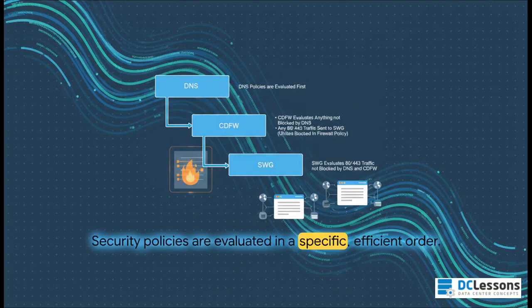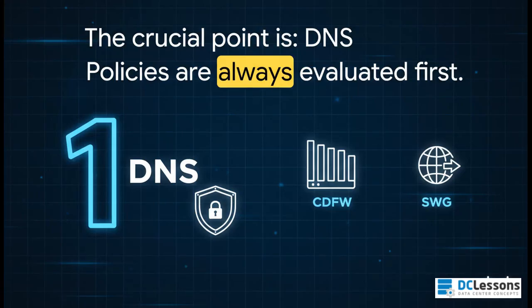You know, whenever you're layering a bunch of security services together, the order of operations is critical for performance. This diagram shows exactly how Cisco's Secure Internet Gateway, or SIG, evaluates traffic. Let's just walk through it real quick. And the single most important takeaway from that whole flow is this. DNS policies are always evaluated first. Before any other services, like the cloud-delivered firewall or the secure web gateway, even get a look at the packet, a DNS security decision has already been made.